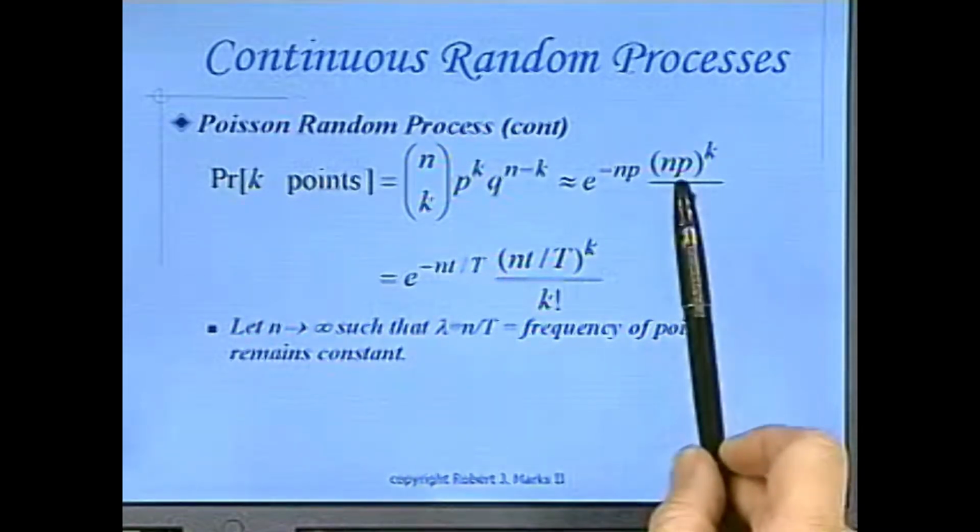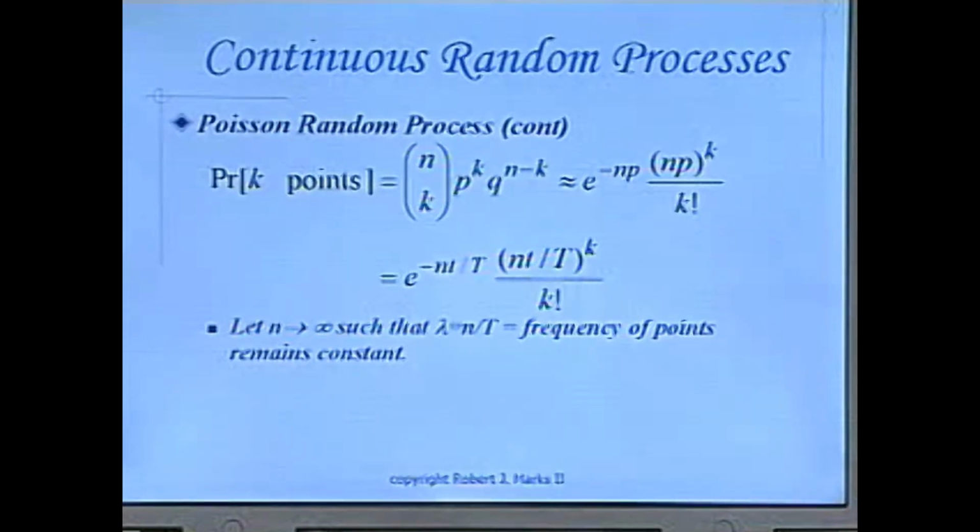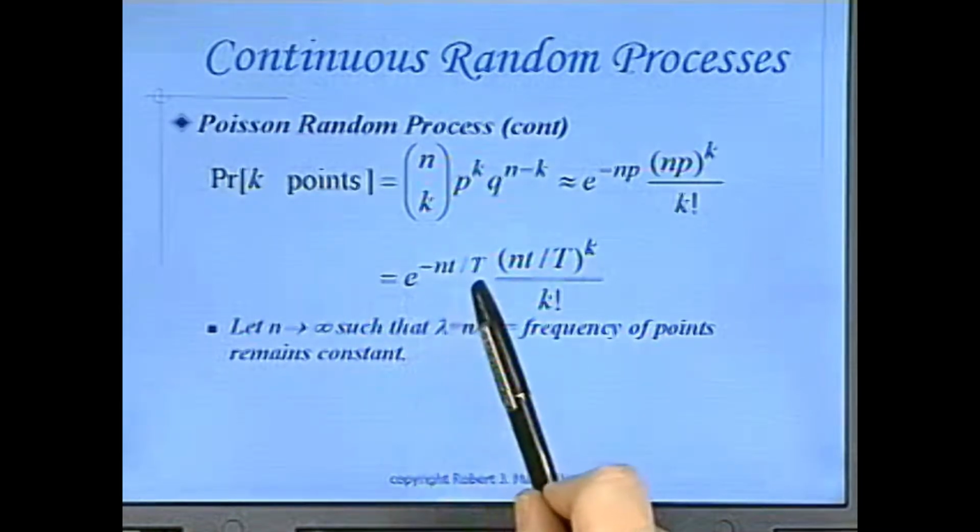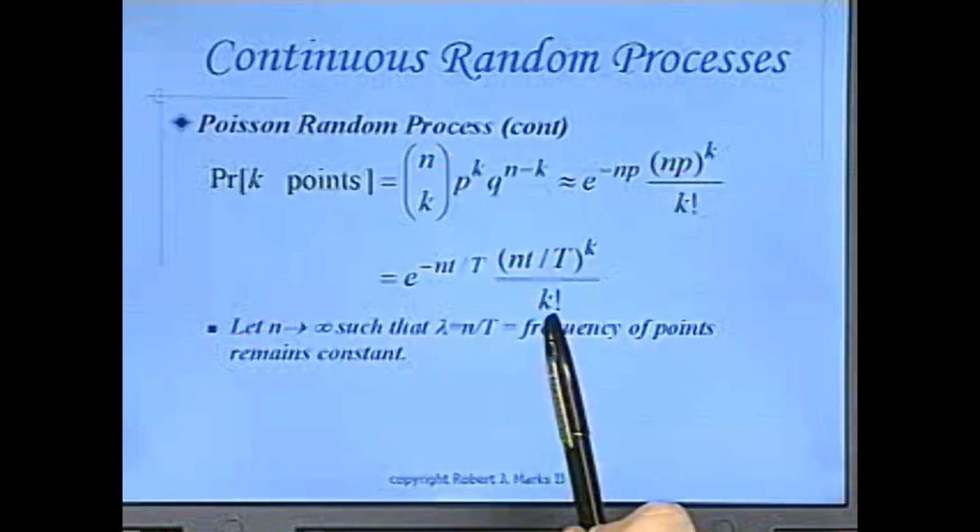If you remember, what was p in our problem? p was the ratio of that small interval to the large interval, little t to big T. So we're going to take p and make that substitution here, e to the minus t over T, and so we obtain this result.